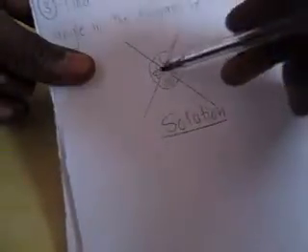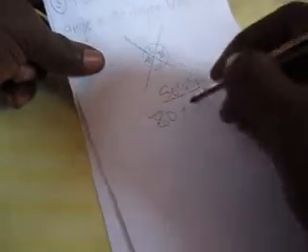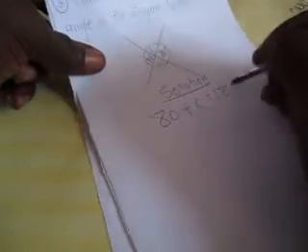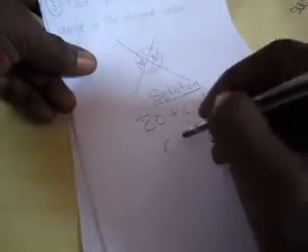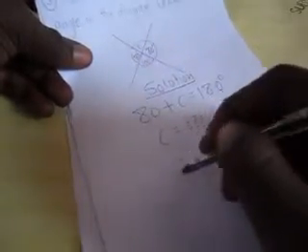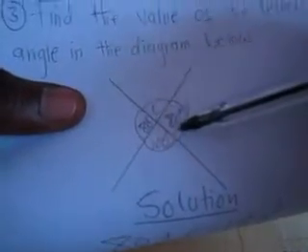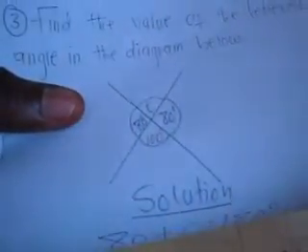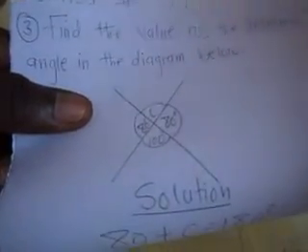Here we have a straight line, so 80 plus C should give us 180 degrees. So C will be equal to 180 minus 80 degrees, and C will be equal to 100 degrees. Like we said earlier, if you don't even show this and you look at it here, you realize that the value of C is exactly 100 degrees, because C and 100 here are vertically opposite angles. So this is how we are supposed to tackle the questions.